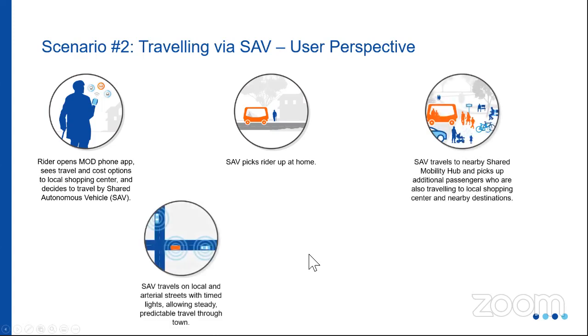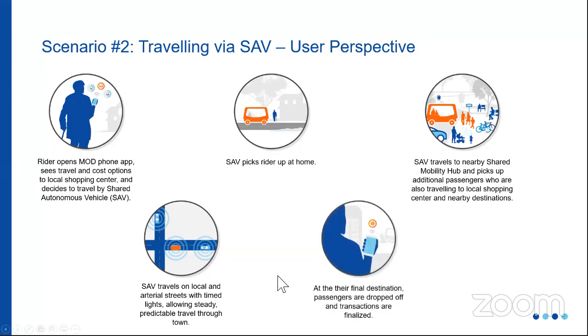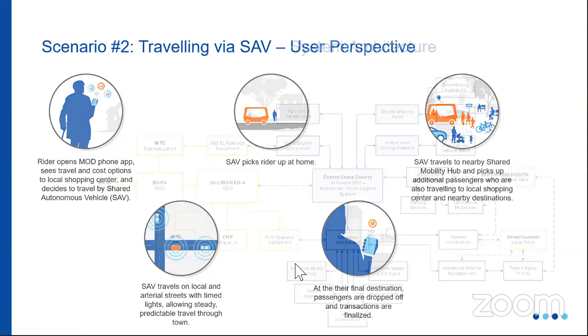At that shared mobility hub, they're carpooling. We did this pre-COVID. So they pick up some extra passengers at the shared mobility hub. The SAV travels along some local roads. It's nicely timed. They're able to get to their destination as expected. They're dropped off and their journey is kind of wrapped up in a nice summary in their app.